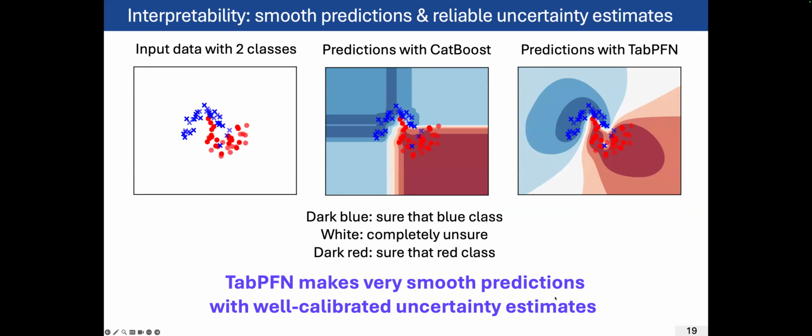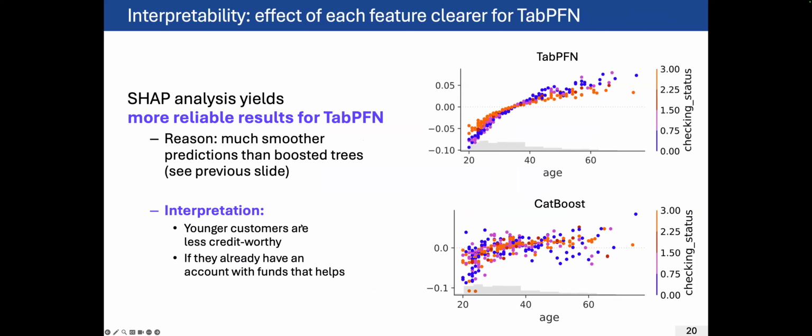Interpretability is actually really nice. So a plot from before again, we have smooth predictions and reliable uncertainty estimates. And that leads to post-hoc interpretability methods actually being much more interpretable than before. So here we have SHAP for TabPFN and for CatBoost. And CatBoost has these really axis-aligned and not very smooth predictions. And that leads to pretty noisy SHAP plots, whereas here you clearly see this blue class is increasing sharper than the red class, and there's this gap, and at some point they cross.